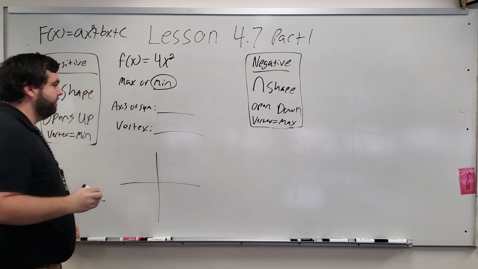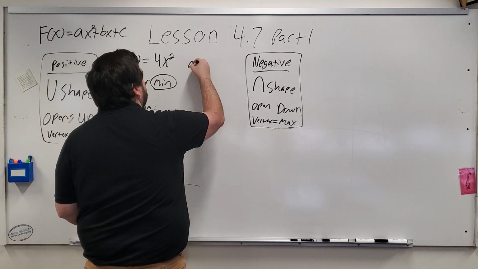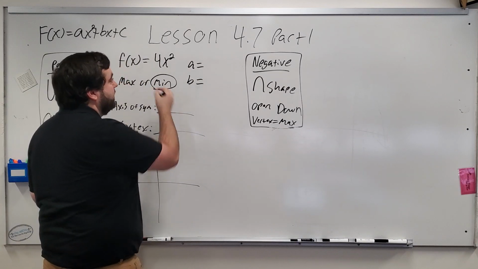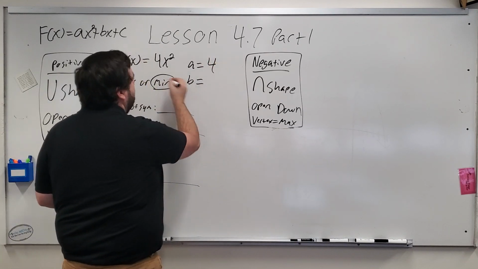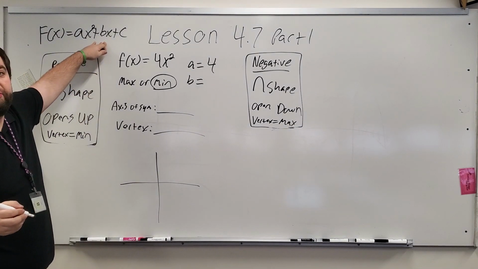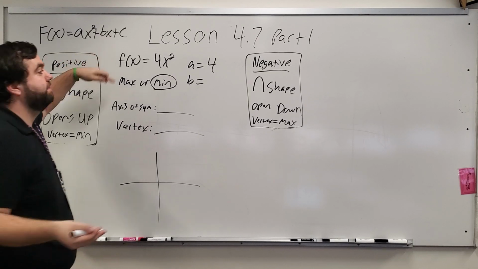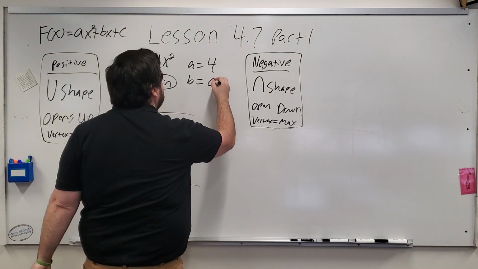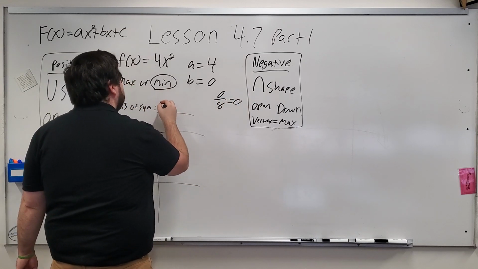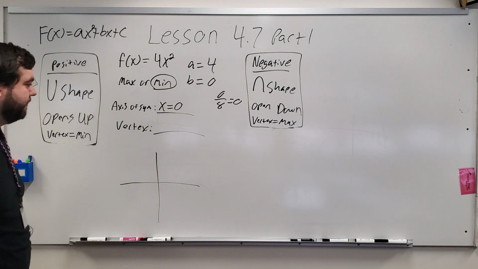And circle minimum. Now I need to find my axis of symmetry. So I ask myself, what's A equal? What's B equal? A, we said was 4. And B, well, our B is our coefficient of x. And it's not there. So what should it be? 0. So we have 0 over 8, which equals 0. So my axis of symmetry is x equals 0.